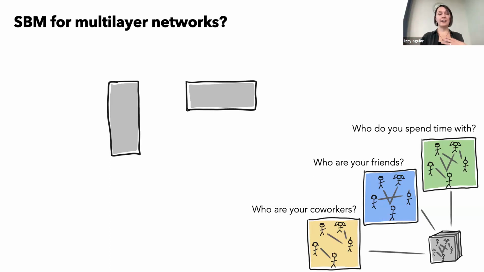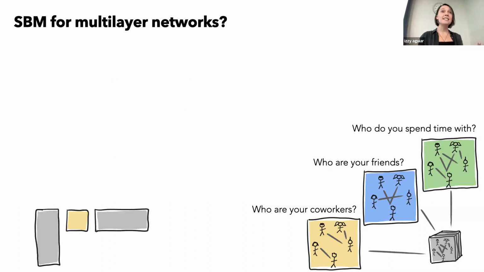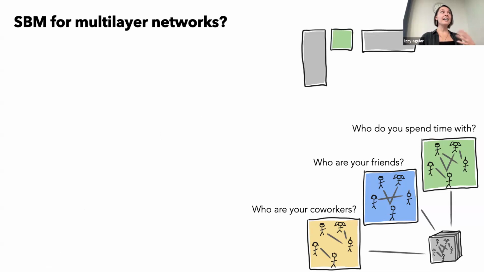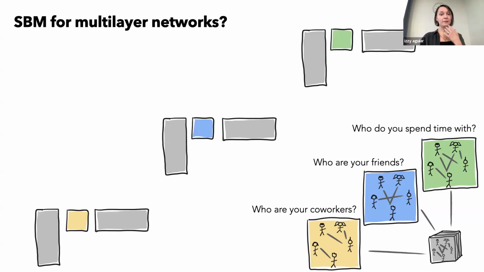model to build a stochastic block model for this multi-layer network, one approach could be to say, okay, your social membership is fixed across layers. What community you belong to doesn't change based on whether you're a coworker, a friend, or someone who's being spent time with. And then we could build a stochastic block model for each layer. So we could find the affinity matrix for the coworkers layer, an affinity matrix for the friends layer, and again for the spent time with layer.